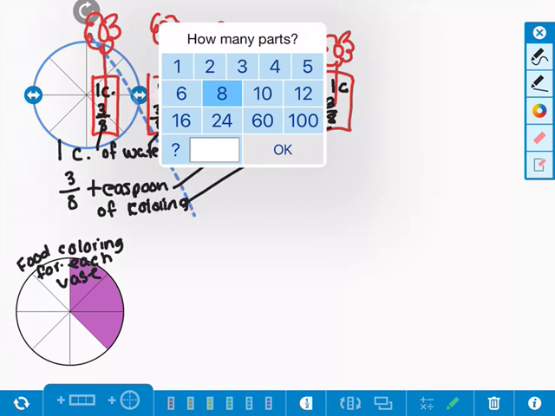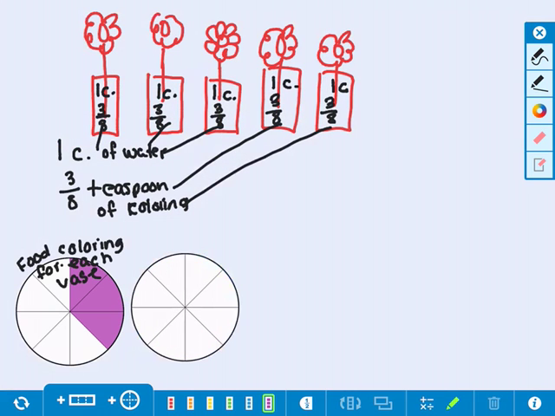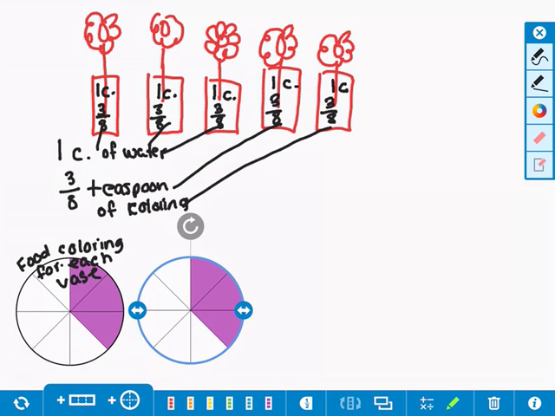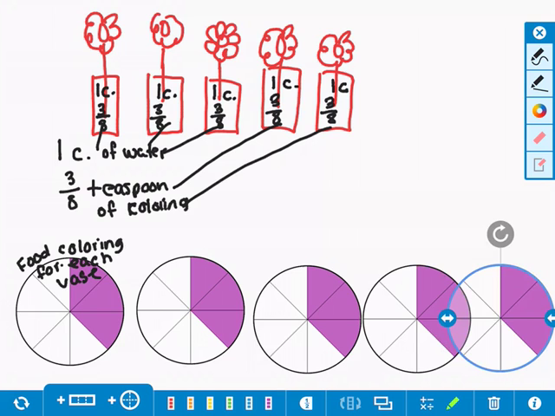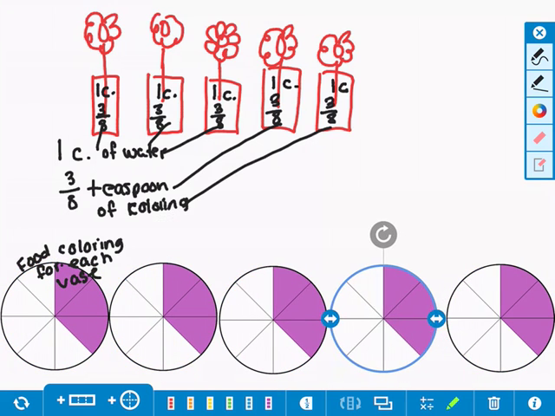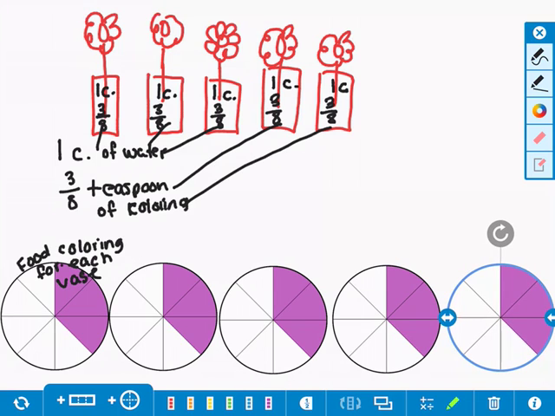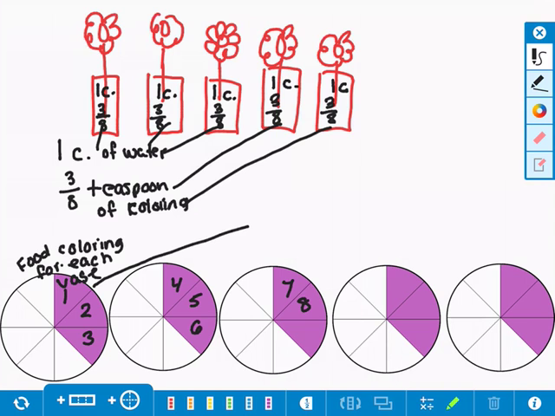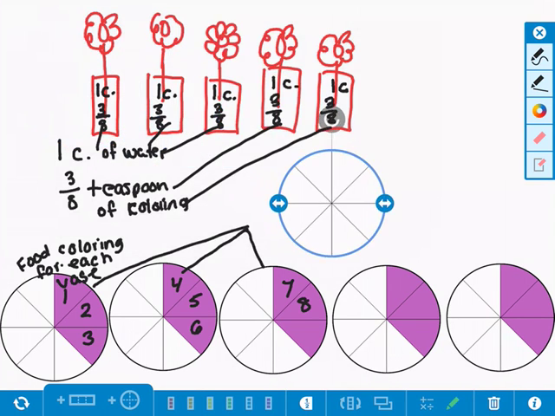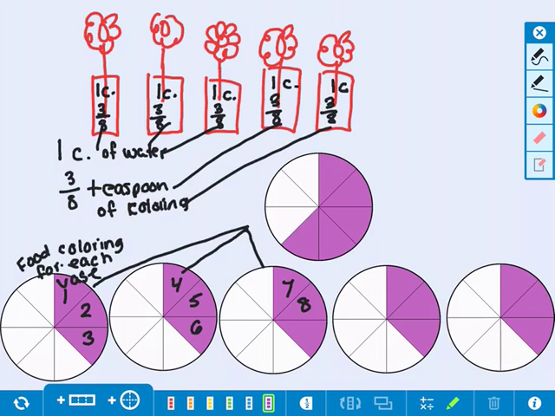So I'm going to come over here. 1, 2, 3, and then here's 5. So let me move these over a little bit. 1, 2, 3, 4, 5. Now, if I added these all together, I need 8 to make a whole. So let's see if there's 8 pieces. 1, 2, 3, 4, 5, 6, 7, 8. So I can make a whole. And that means I have all 8 pieces.